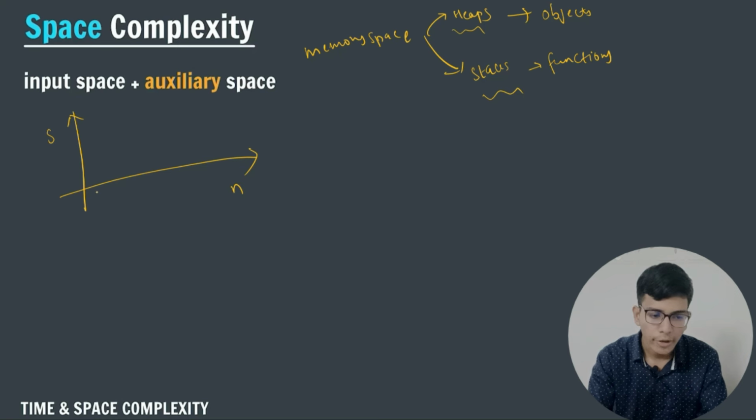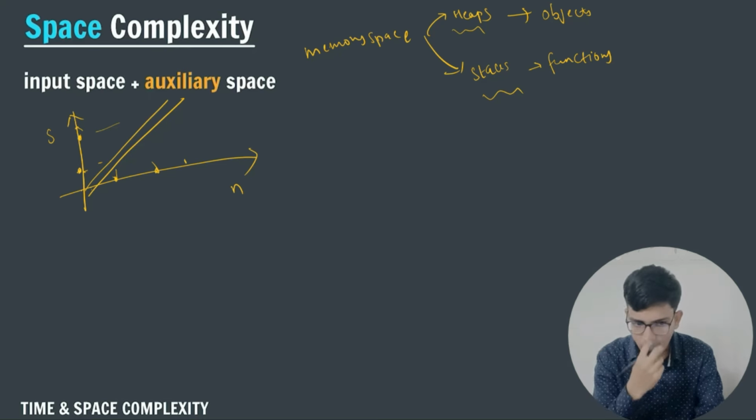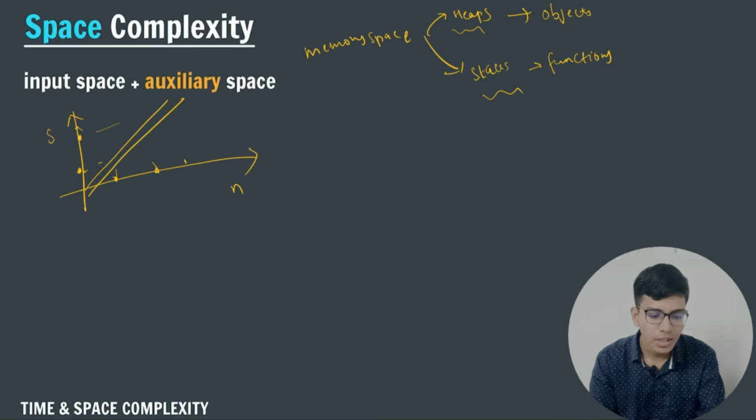This is my space, the needed memory basically, and this is my input. Linear space complexity means that as the input size increases, the space that we need will also increase. This is the basic concept here. This is the graph, and it gives linear complexity, very similar to time complexity.